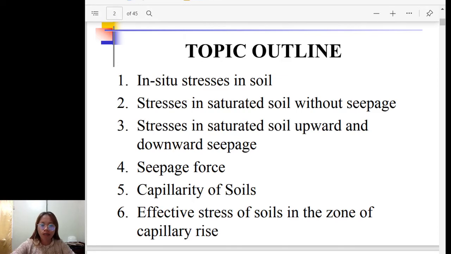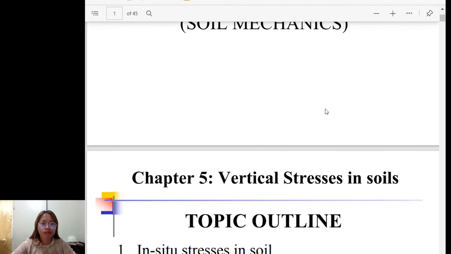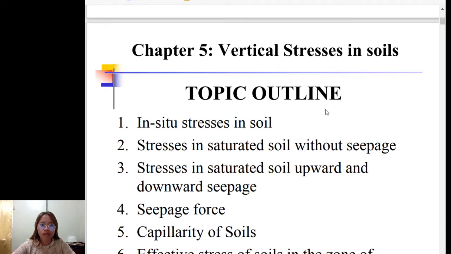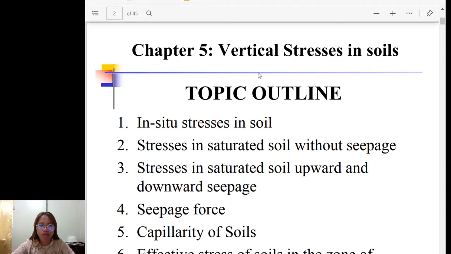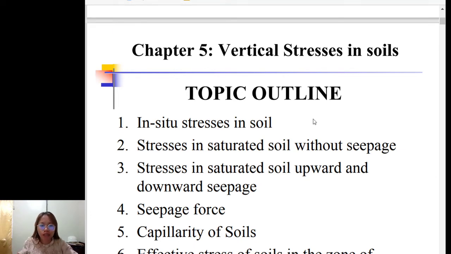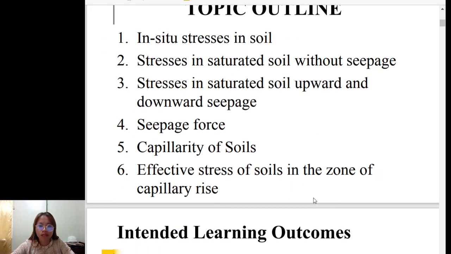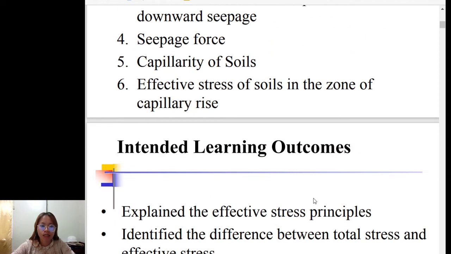So we are now in chapter 5, which is the vertical stresses in soils, which is part now of the final term topics. So we have this topic outline. First, we'll discuss the in situ stresses in soil, stresses in saturated soil without seepage, stresses in saturated soil with upward and downward seepage force, capillarity of soils, and effective stress of soils in the zone of capillary rise.